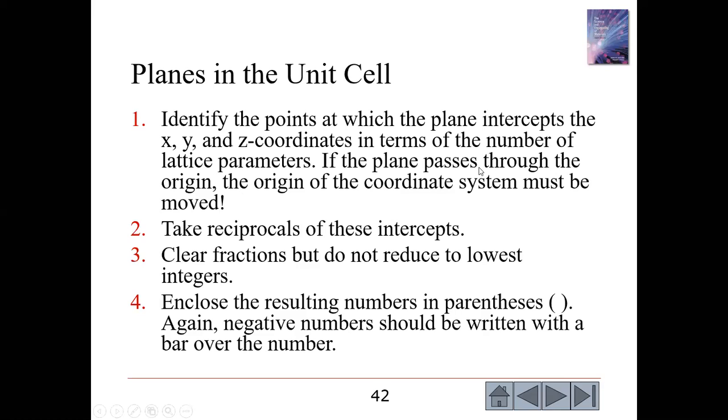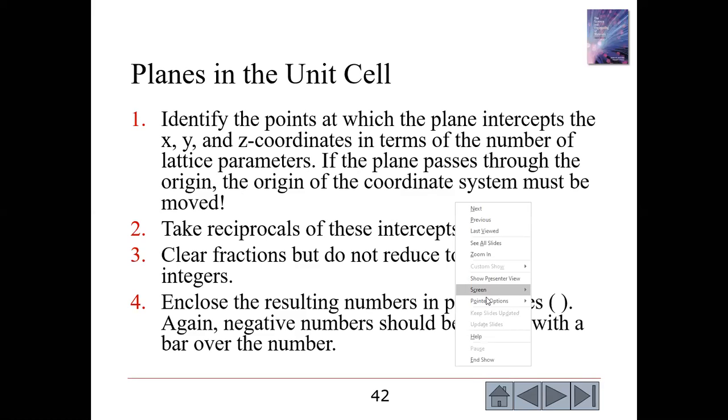so we identify the points at which the plane intercepts the x, y, and z coordinates in terms of the number of lattice parameters. Okay, so remember that it is actually in terms of the number of lattice parameters, the same as we did in the direction, right?